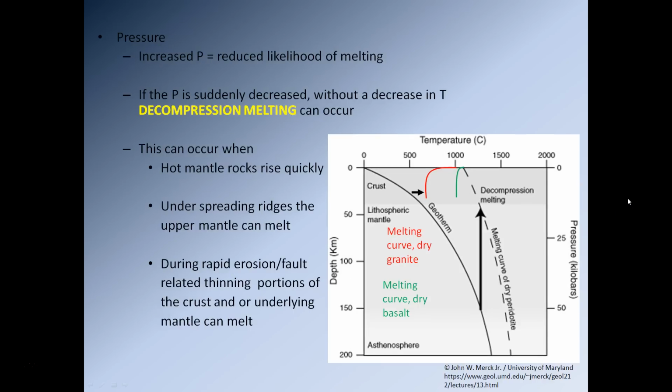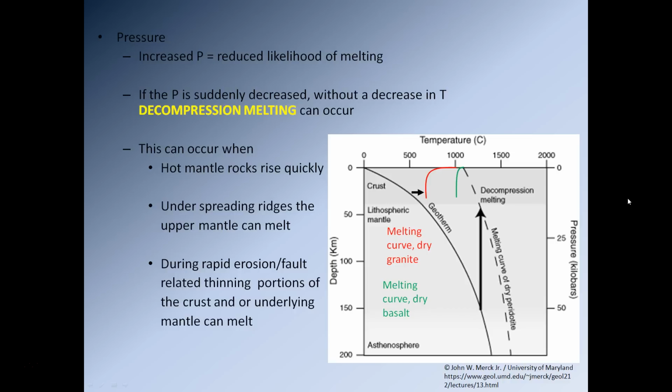So then we have changes in pressure. Increased pressure reduces the likelihood of melting, as we've discussed on a few occasions. So what happens is if your rock is very, very hot, but the pressure starts decreasing quite quickly, well, that can lead to what we refer to as decompressional melting. This can occur in one of a few ways.